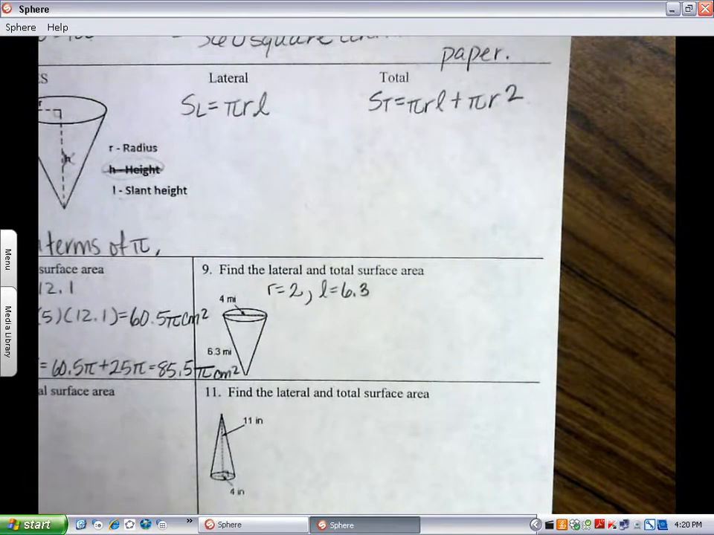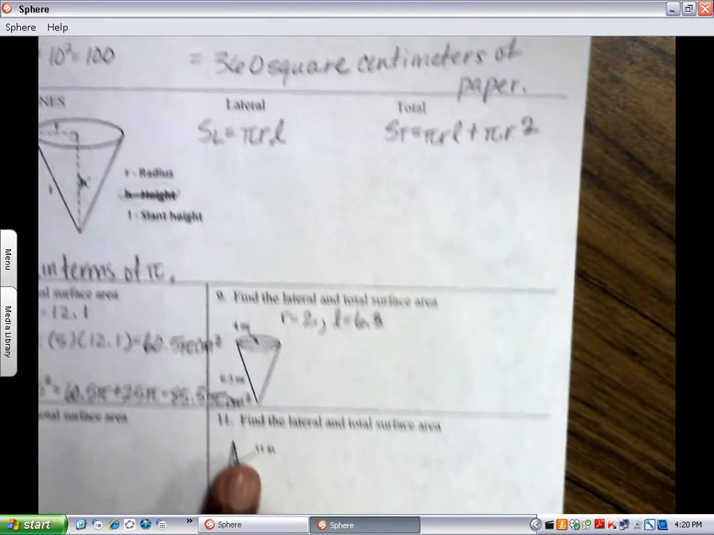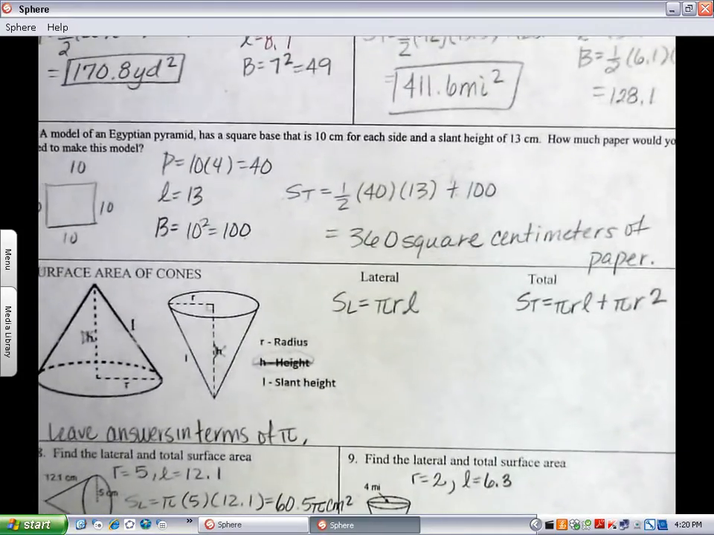So I'm going to give you a minute, see if you can find your lateral and total surface area. I'll just put this up for you to see.